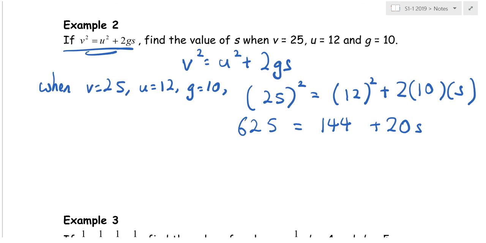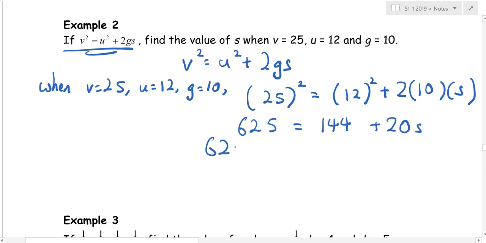What will you do? Both sides will? Minus? Huh? No. Now, Abhishek wants both sides minus 20s. My answer is no need. Because the alphabet is here. The numbers, one is on the left, one is on the right. Combine the numbers together. So, both sides will minus 144.